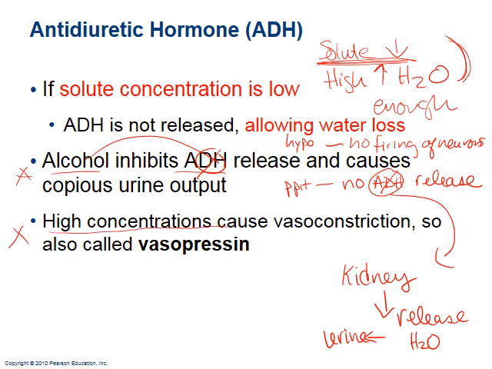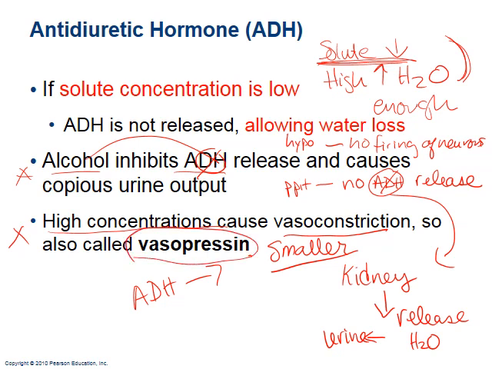Also interesting, at really high concentrations, sometimes we'll release ADH. Like if you have severe blood loss, you can release ADH and it causes vasoconstriction. So it causes your vessels to get smaller. So high concentrations of ADH cause vasoconstriction, usually due to significant blood loss, hemorrhaging, something of that nature. And so that's why sometimes you might hear ADH referred to as vasopressin.